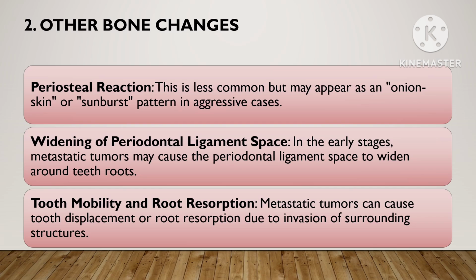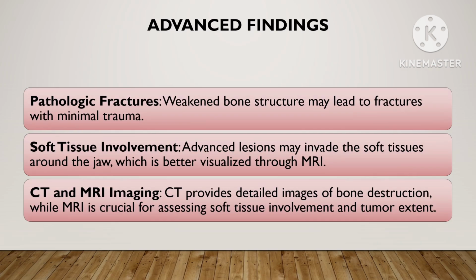Other bone changes are periosteal reaction, widening of the periodontal ligament space in the early stages, tooth mobility, and root resorption. In some cases, the lesion may involve the bone, which may cause a pathological fracture of the bone. Along with this, soft tissue involvement and invasion may also be found.